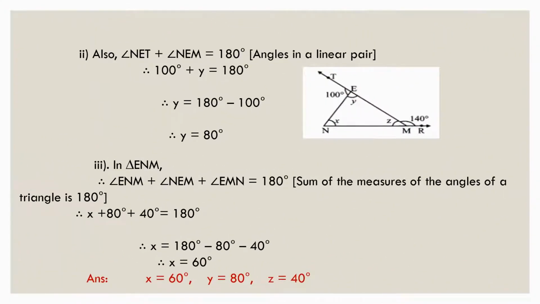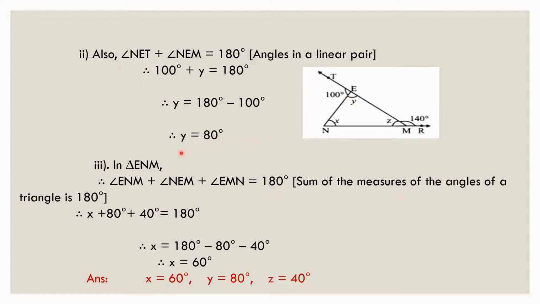In this figure, angle NET and angle NEM are linear pair angles. Therefore, angle NET plus angle NEM is equal to 180 degrees, that is, angles in a linear pair. And angle NEM is equal to y. Therefore, 100 plus y is equal to 180 degrees. Therefore, y is equal to 180 minus 100, that is equal to 80 degrees. Therefore, angle y is equal to 80 degrees.